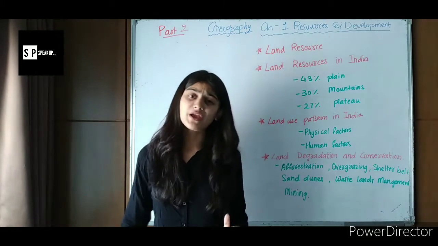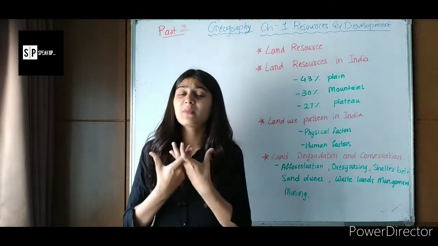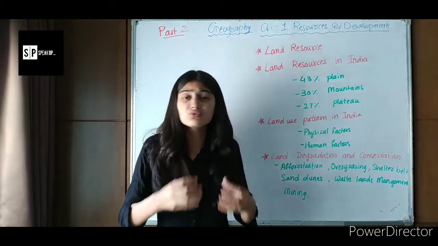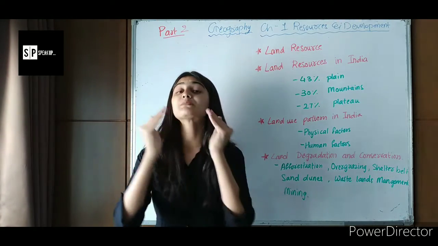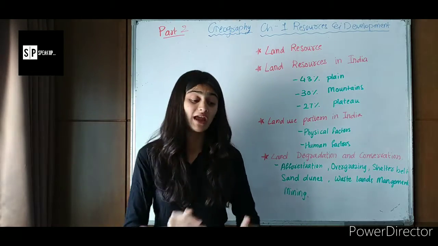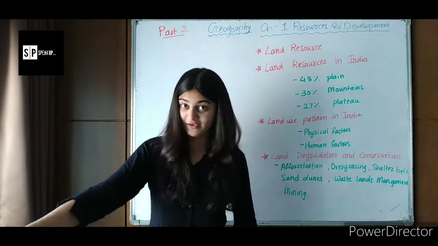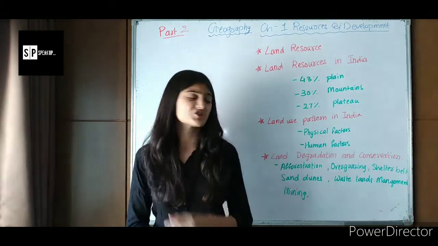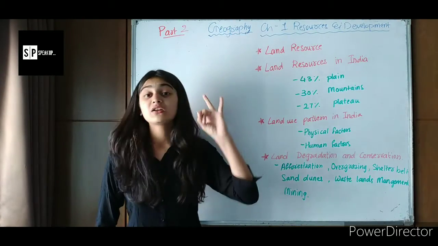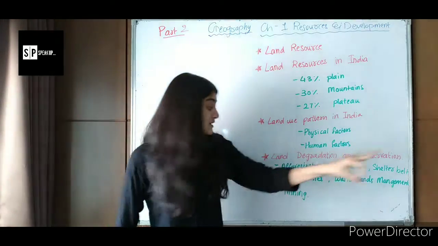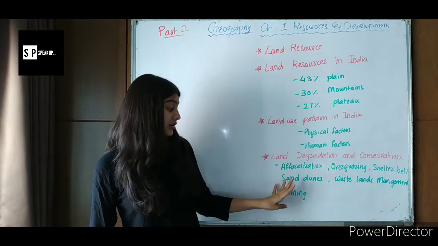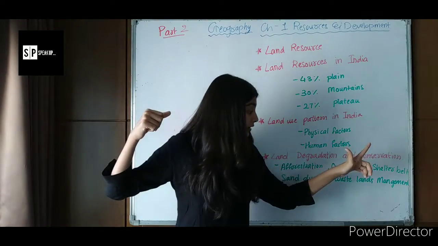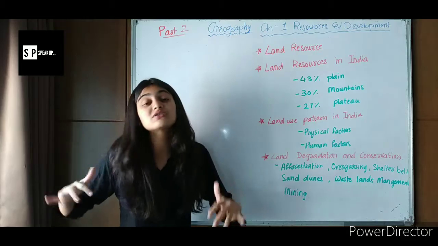Then comes land conservation measures. What are the measures by which we can conserve land? Firstly, we need to use land in a sustainable manner, that is in a planned and systematic manner, so that it can be used by future generations as well. Land conservation mainly depends on some factors: afforestation, decreasing overgrazing, building shelter belts, reducing the movement of sand dunes, wasteland management, and reducing mining activities.